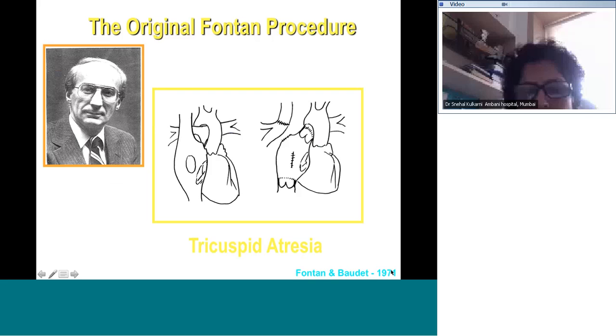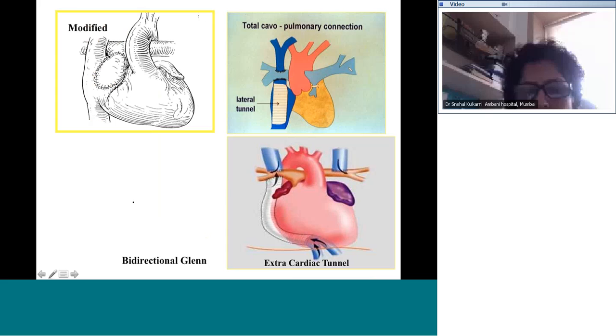You know, the original Fontan procedure was done in 1971 by Fontan, and the first Fontan which was done was actually a RAPA connection. The right atrial appendage was directly connected to the pulmonary artery, and this was the first Fontan. And there are a lot of modifications. You really need to go into the history and the literature of Fontan. But the first Fontan was done in 1971, by Francisco Fontan, and was a RAPA connection. And then there are multiple modifications.